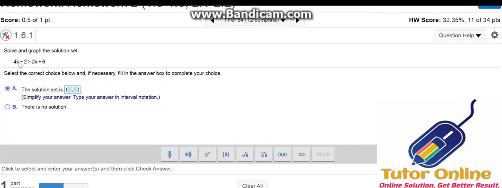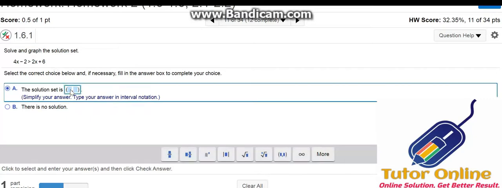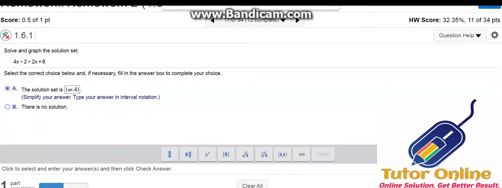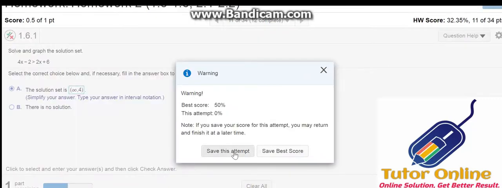After solving this inequality, 4x minus 2, when we add 2 on each side, becomes 4x is greater than 2x plus 8. When we take 2x to the left, then 2x is greater than 8. So it becomes x is greater than 4. So the solution set will be from 4 to plus infinity. So let's check. The solution set is infinity to 4. So we are going to check it. Yeah, our answer was right.